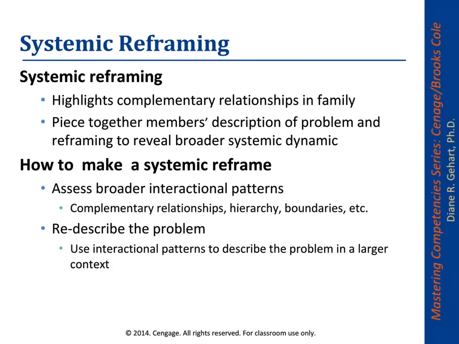So how to make the systemic reframe is you're assessing for the broader interactional patterns like the complementary relationships or the hierarchy, boundaries, and then you redescribe the problem using those interactional patterns to describe what's going on, piecing all the pieces together so that again they begin to see how their behavior is influencing the behavior in the other person that they don't like, and understanding what's going on in the system in a different way.